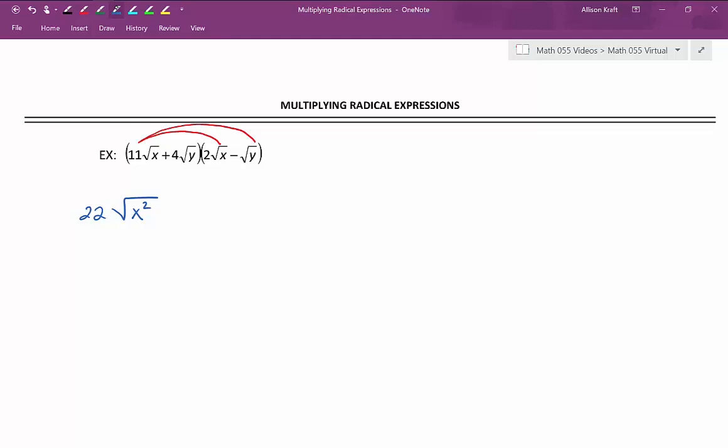Multiplying our outsides together, 11 times negative 1, that's going to be negative 11 on the outside. X times y, that goes underneath. 4 square root of y times 2 square root of x. Multiplying our outsides together, we're going to get a positive 8. Multiplying what's underneath together, we could either write that y times x or x times y.